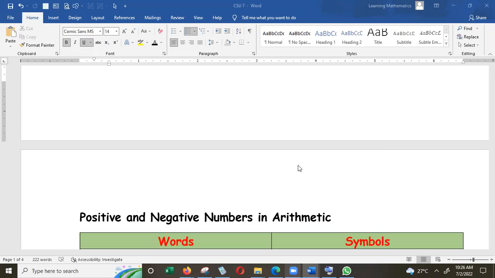Yes, so as we say, anytime you are looking at a math video, make sure that you have your pencil and your paper in hand. Keep that as a routine so that you can be practicing as you are looking at the video. Now, we are into positive and negative numbers in arithmetic.